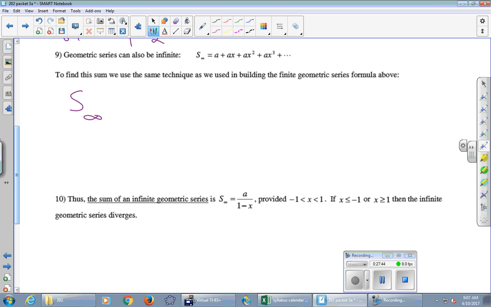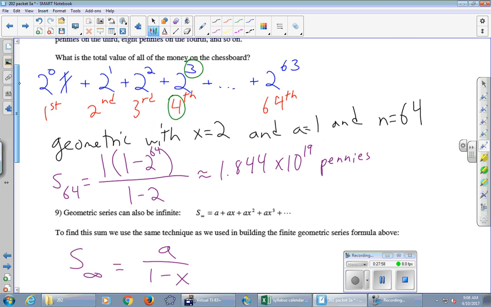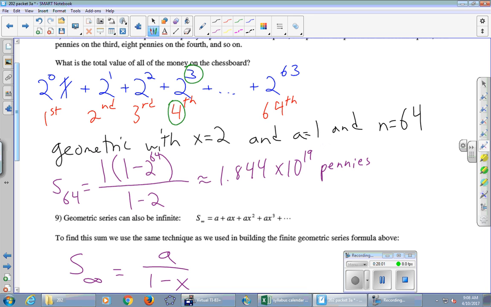S infinity equals a over 1 minus x. Okay, now you've got to be careful. We're going to use that formula, but you have to be careful about when you use it. This thing in blue here, our chess example, the magic multiplier, the common ratio here, was 2. If you did this, adding the blue things forever, what would you get? Infinity, right? Clearly you get infinity if you add that forever.